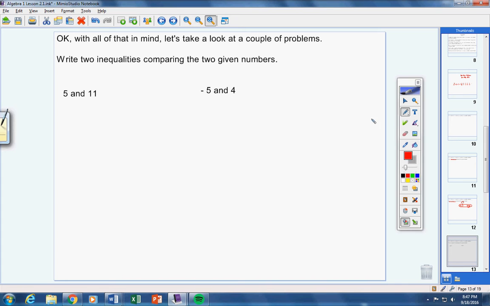Now we know which number is bigger and which one's smaller. Negative 5, of course, is smaller than 4. Here's 0, here's negative 5, here's positive 4. 4 is further to the right, so 4 is larger than negative 5. So I can write negative 5 is less than 4. That's correct. And I can also write 4 is greater than negative 5. Okay? So there's my two inequalities.